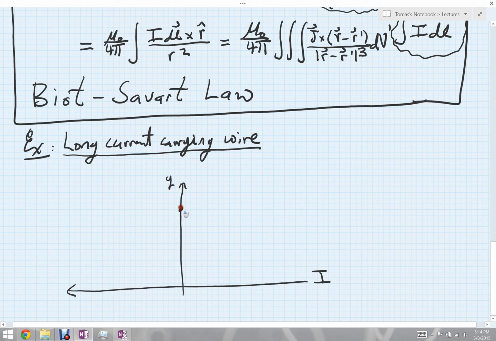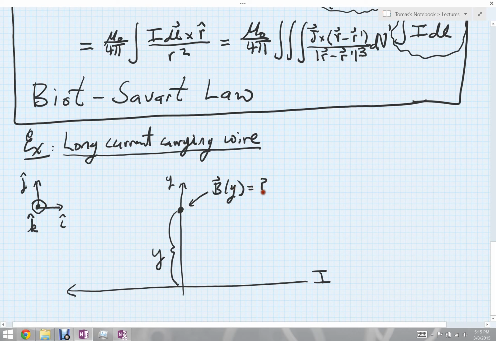And I'm going to be interested in the magnetic field at this point, y I will call it, up above the wire. The wire, of course, is oriented along the x-axis, so let me give you my coordinate system. Standard coordinate system: i hat in this direction, j hat, or y, is vertical, and then k hat, to make a nice right-handed coordinate system, will be out of the page in the usual fashion. And my job then is to compute the magnetic field B here at location y. What will that be?